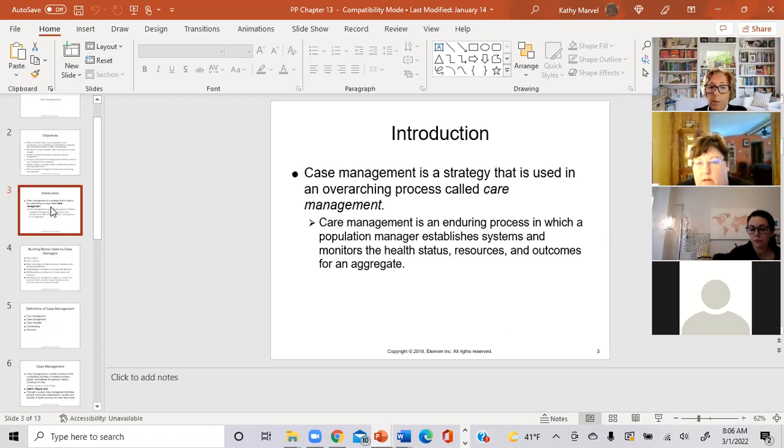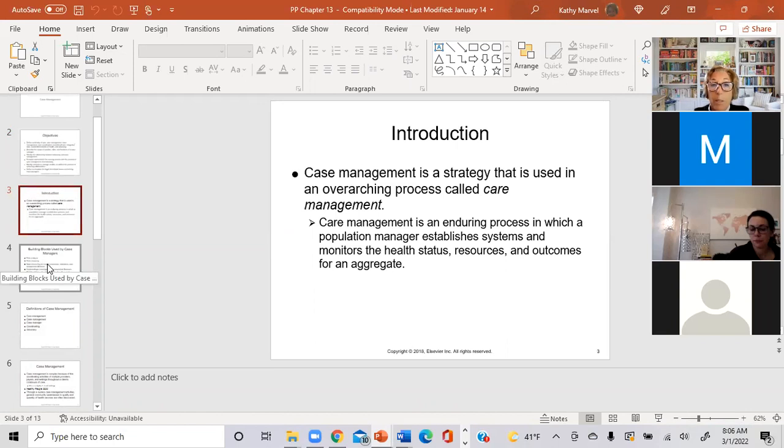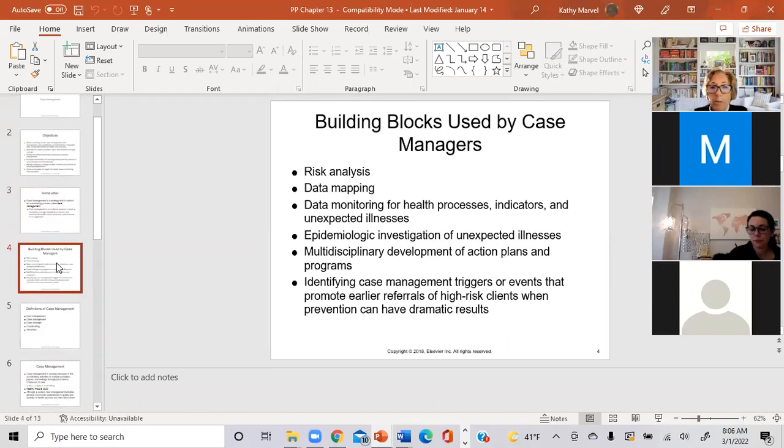Care management is the enduring process in which a population manager establishes systems and monitors several things: health status, resources, and outcomes. Okay, that's the big picture. Lots of things fall into care management, one of which is case management. So the building blocks used by case managers. First of all, what is a case manager? The case manager is the coordinator of care.